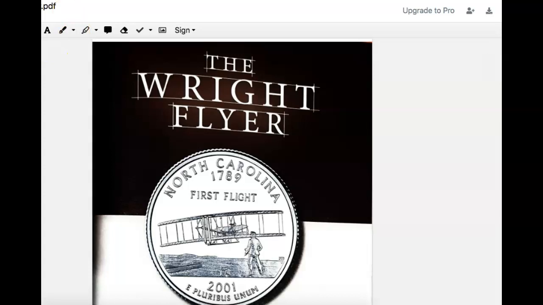Tomorrow we're going to continue with the Wright Flyer. We're going to go over the story one more time and review our vocabulary words. And we're also going to try a fun little activity together.